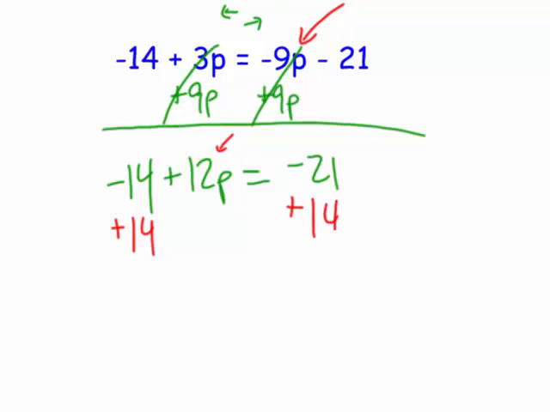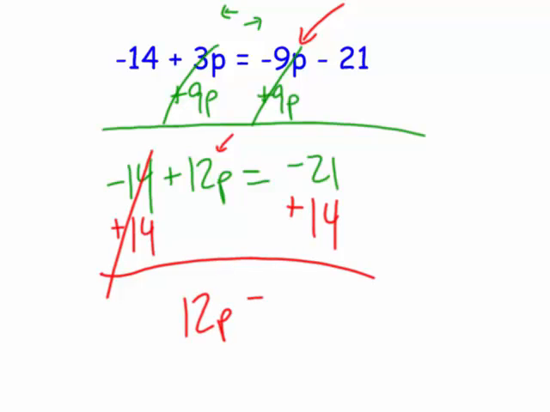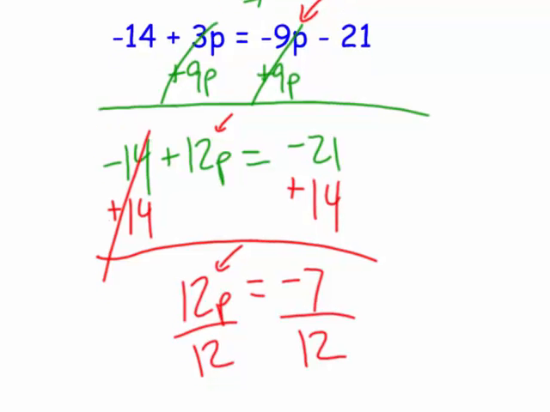Whatever I do to one side, do to the other, right? Just all of our algebra rules. So that's gone. Bring our positive 12p down. Don't need that plus sign anymore. And negative 21 plus 14 gives us negative 7. And then lastly, to get the p by itself, we're multiplying here, so the inverse of multiplying is dividing. So divide by 12, get the p by itself. So p equals, and always just leave it like that.